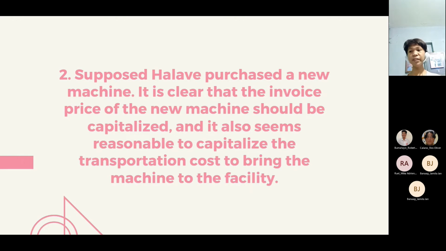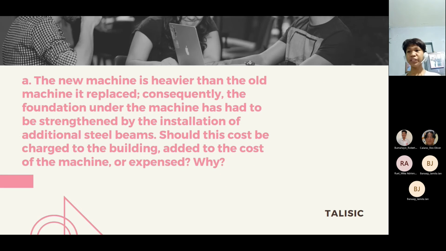It is clear that the invoice price of the new machine should be capitalized, and it also seems reasonable to capitalize the transportation cost to bring the machine to the facility. Letter A. The new machine is heavier than the old machine it replaced. Consequently, the foundation under the machine has had to be strengthened by the installation of additional steel beams. Should this cost be charged to the building, added to the cost of the machine, or expensed, and why?